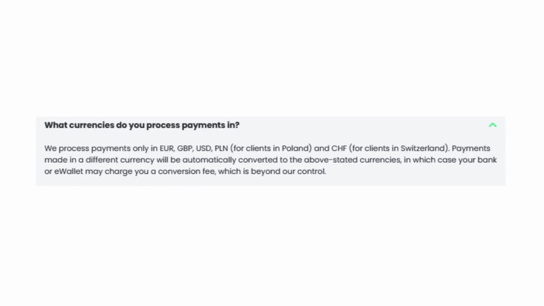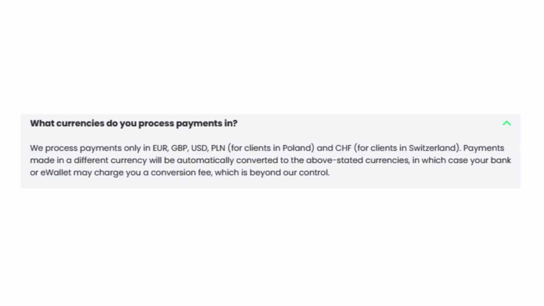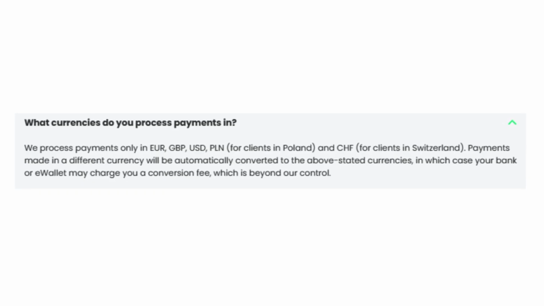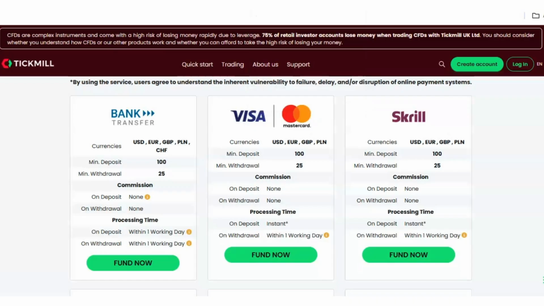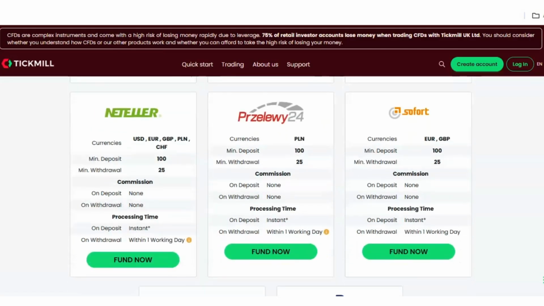And if you make deposits in currencies they do not accept payment in, you will be charged currency conversion fees by your service provider. If you do not want to make transactions via bank transfer, you can use card payment or e-wallet depending on what payment method is available in your region. But you can only withdraw a minimum of 25 units of your base currency.